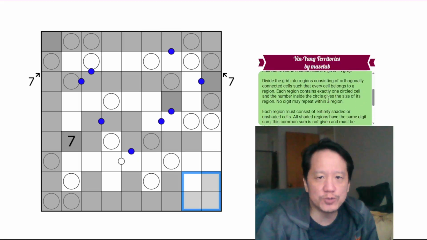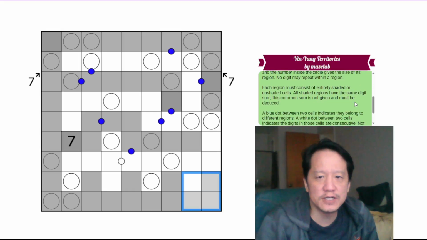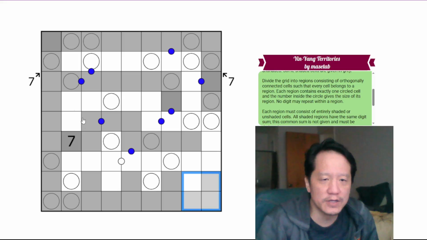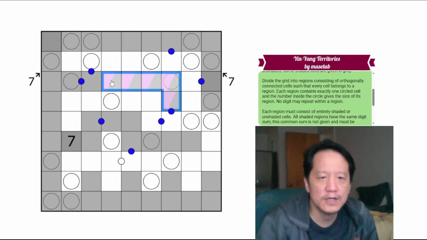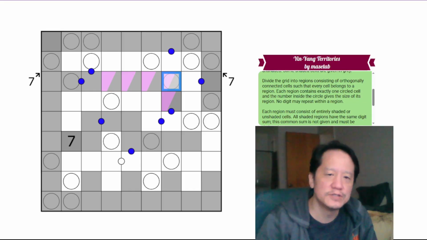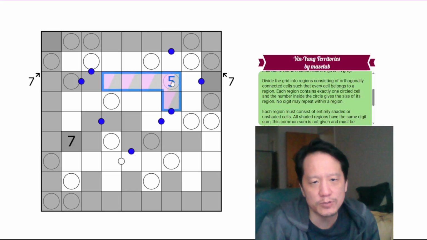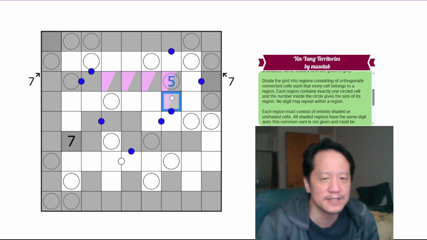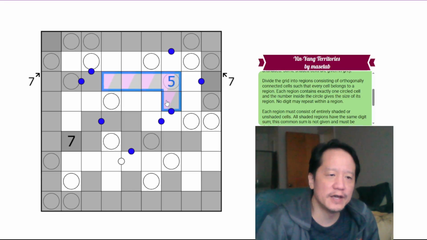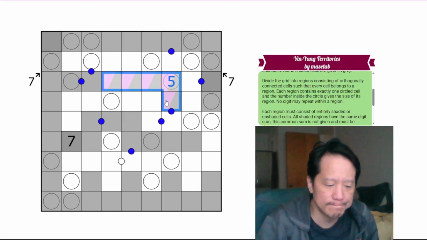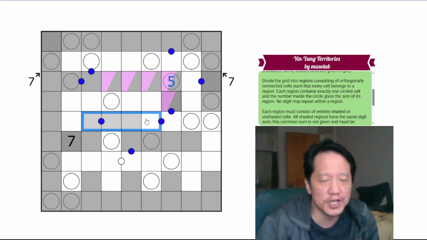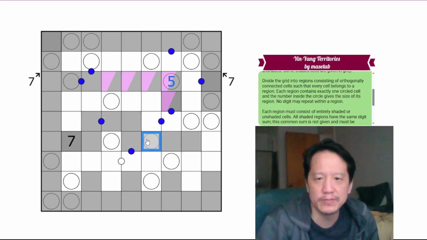But, so each region, again, must consist of entirely shaded cells. So let's give an example of one. We could have something like, say, this, right? This would be an example of a shaded region. It would be size 5, so therefore this would be 5. And all shaded regions would have to sum up to the same sum. So whatever this region has as digits, if they add up to a sum, then all other shaded regions must add up to that same sum.